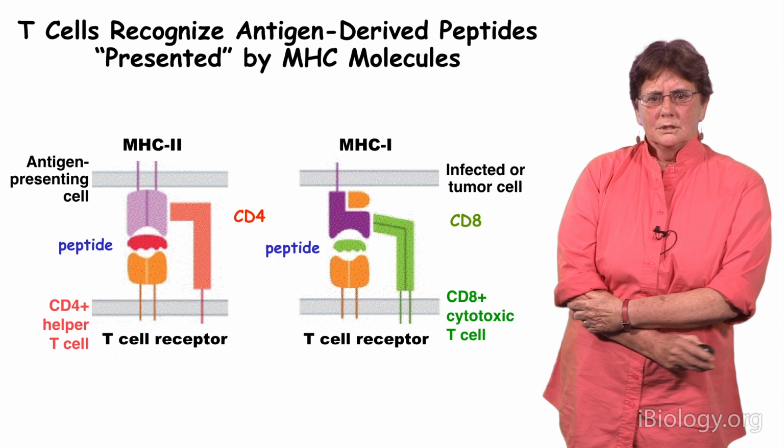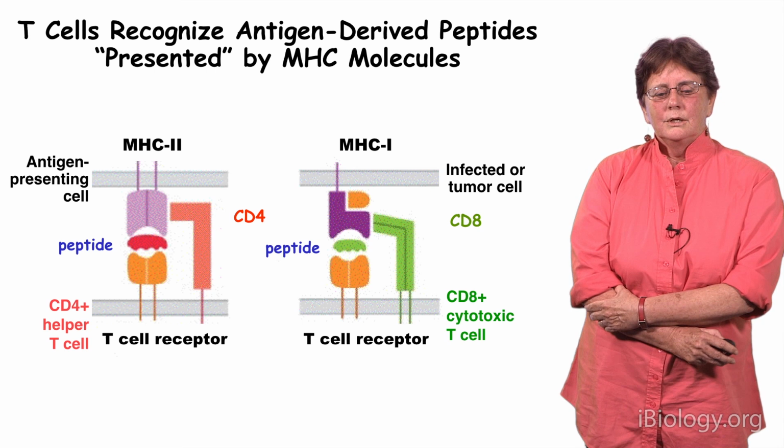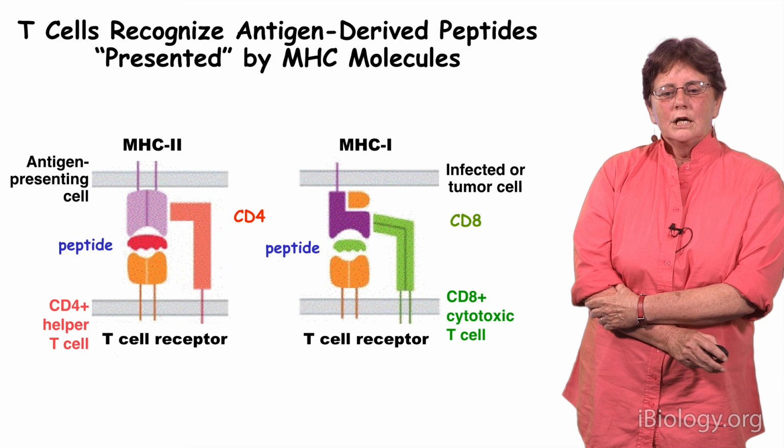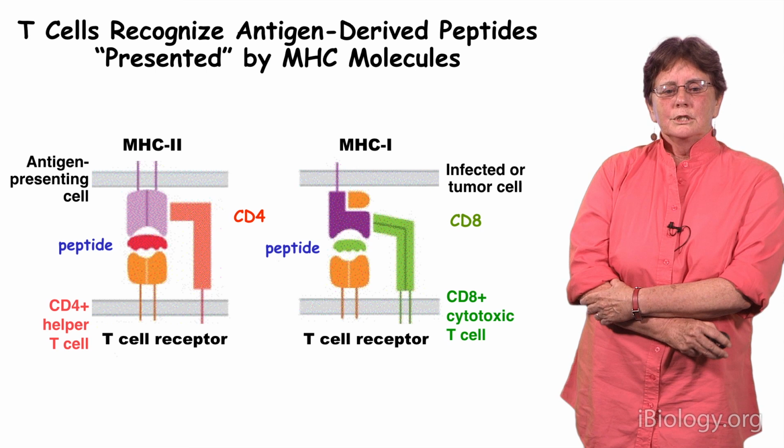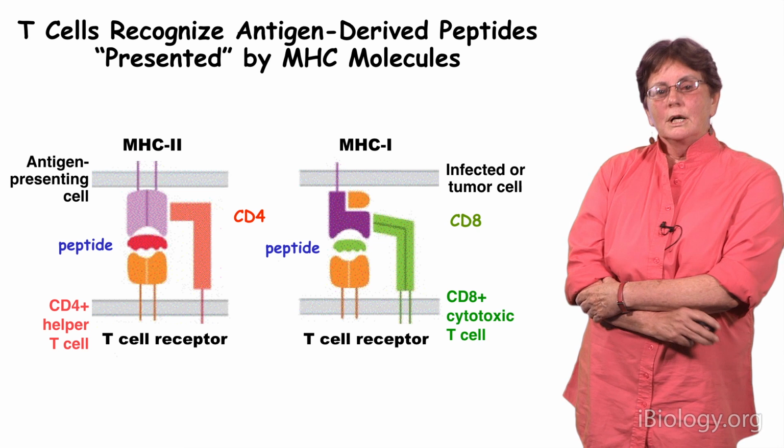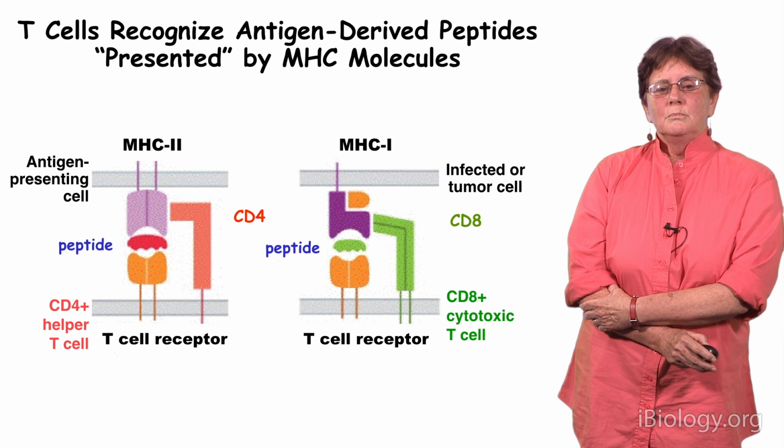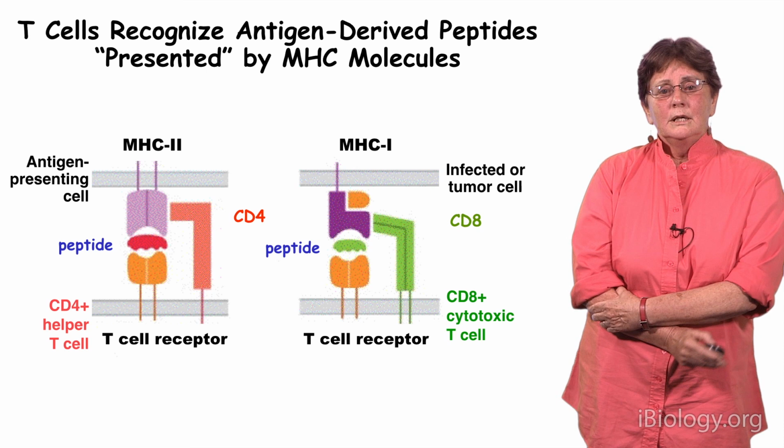But suffice it to say, in this context, an antigen would be either synthesized by a cell or taken up by a cell, and then undergoes proteolytic degradation to make peptides. And according to where that peptide was actually made and what enzymes were involved, as well as the primary sequence of the peptide, it can bind either to an MHC class 2 molecule or an MHC class 1 molecule. And then these molecules shuttle the peptides to the surface.